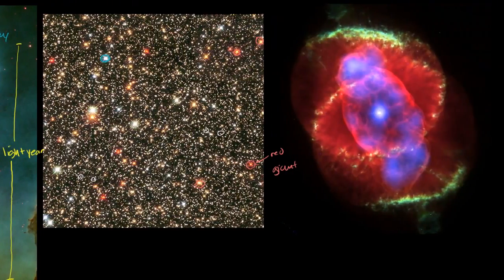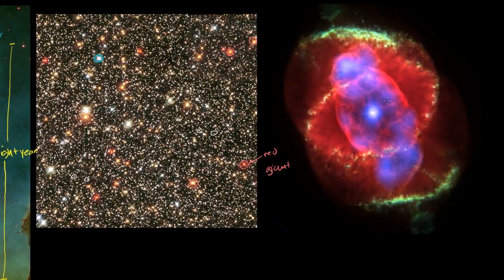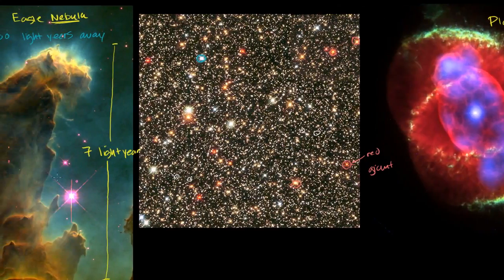This right here is the Cat's Eye Nebula. And the word nebula, this is actually a planetary nebula, and I want to differentiate it. This right here is a planetary nebula. And it's called a nebula because it is kind of this gas that's floating out in space, but it's at a completely different scale than the Eagle Nebula that we drew over here.